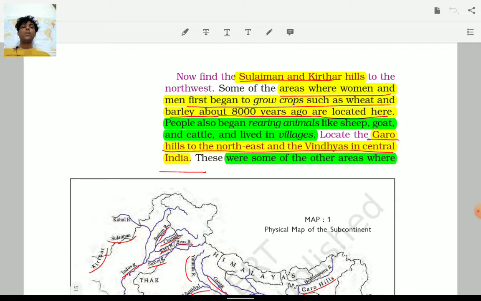And second, people also began rearing animals. Which animals did they start rearing? Sheep, goat, cattle, and they also lived in villages. Of course, they needed to start settling, as they understood how to survive, how to hunt, how to gather different plants. All these things became important.